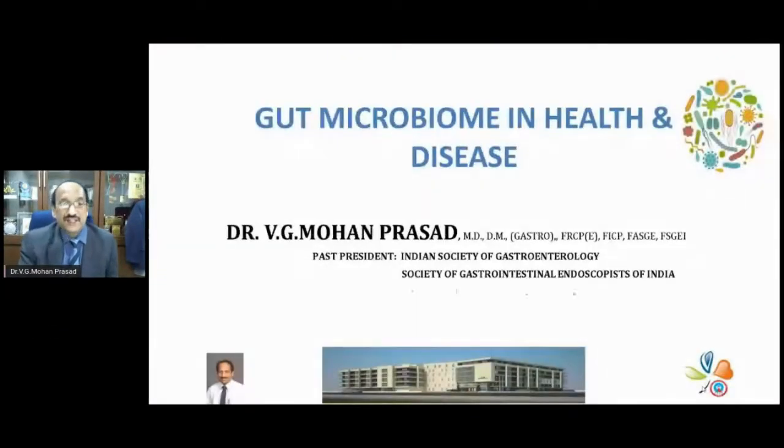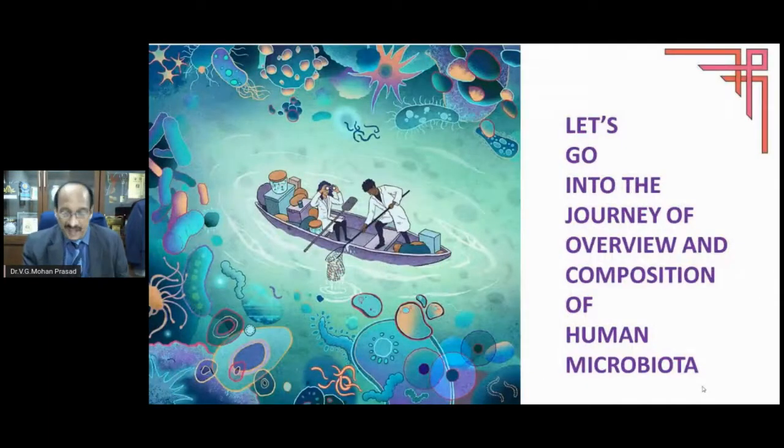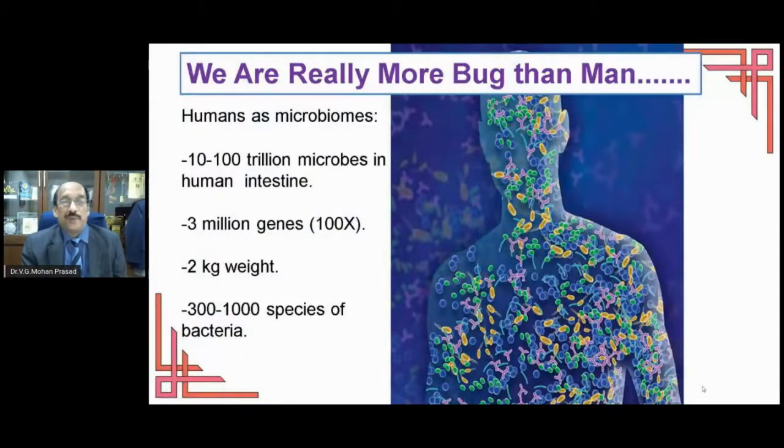Great. So I'll just give the initial intro on gut microbiome in health and disease. There are more microbes in the intestine than even human cells in the body. There are millions of microbes per square inch on the human body. So, 100 trillion friends you did not know you had. And Hippocrates was very wise when he said all disease begins in the gut. So let us get into the journey of the composition of human microbiota. We are really more bug than man.